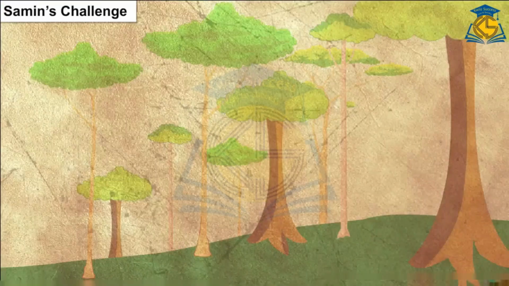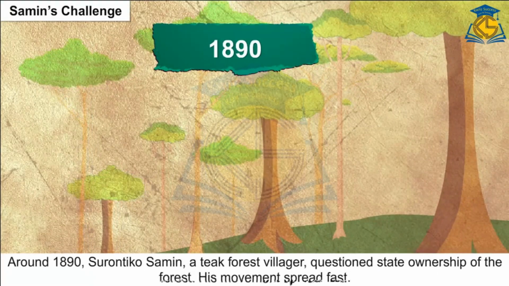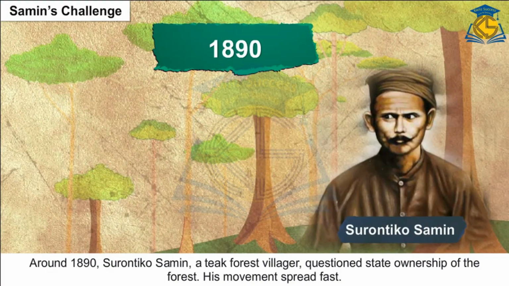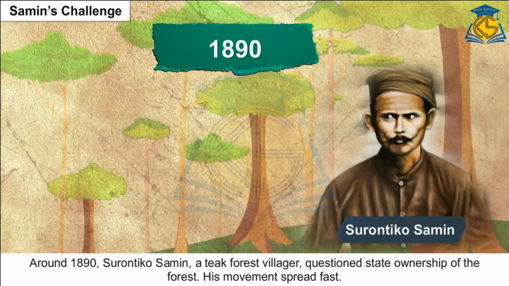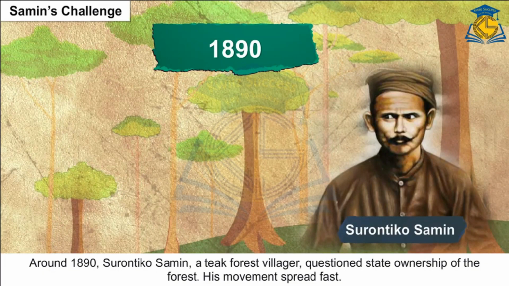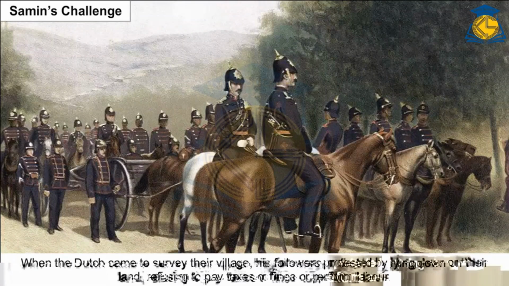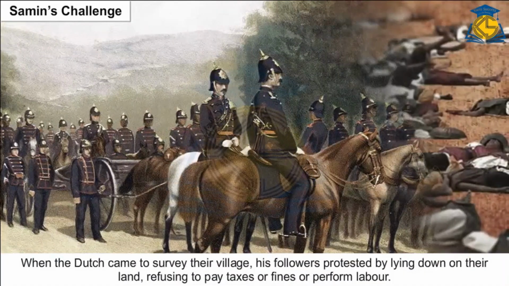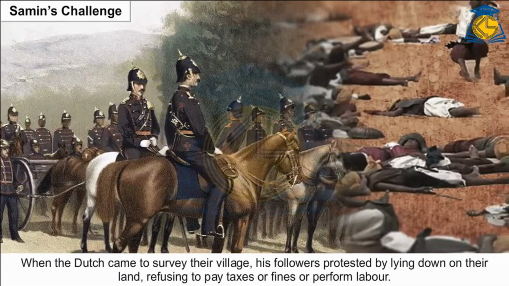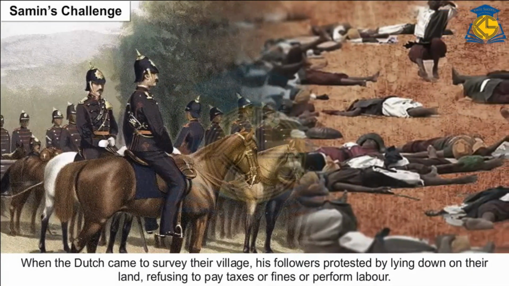Samin's challenge. Around 1890, Surontiko Samin, a teak forest villager, questioned state ownership of the forest. His movement spread fast. When the Dutch came to survey their village, his followers protested by lying down on their land, refusing to pay taxes or fines or perform labor.